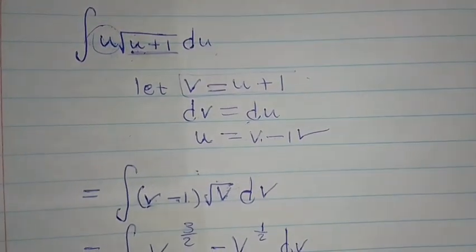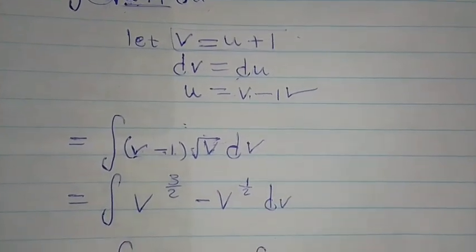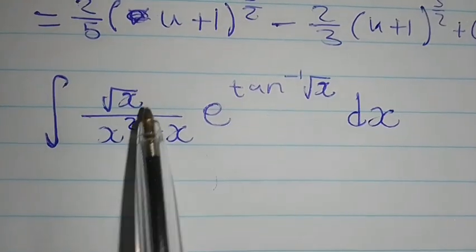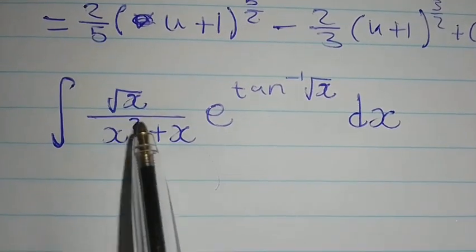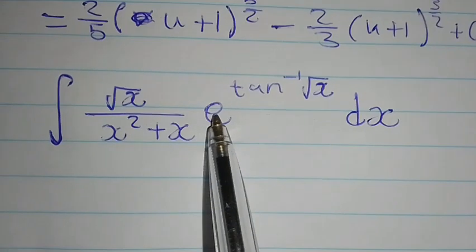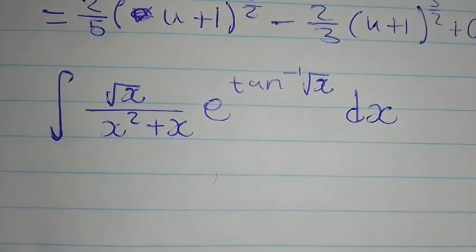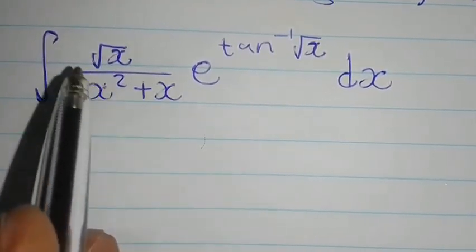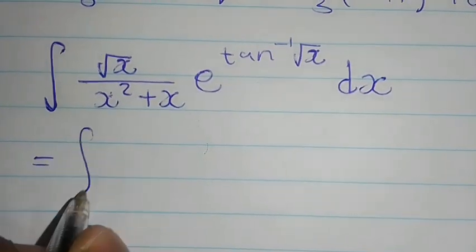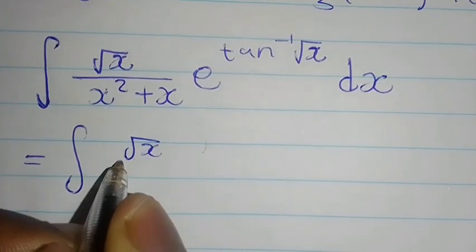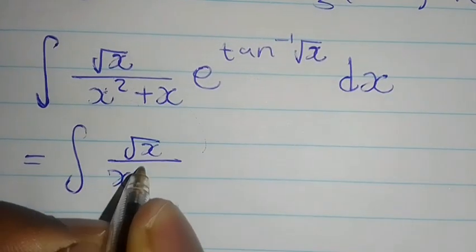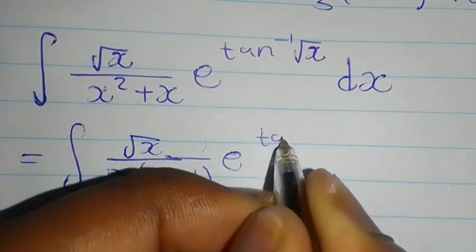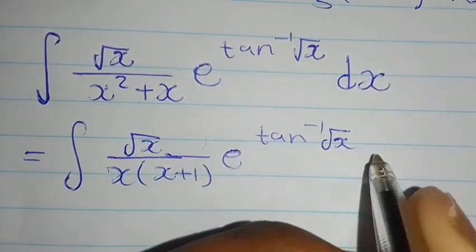Let me just do one last example on this. Now, suppose in this case we have the square root of x divided by x squared plus x, multiplied by e to the power arctan root x. In the denominator, you can factor by x. So this will be the same as the integral of root x divided by x times x plus 1, multiplied by e to the power arctan the square root of x dx.